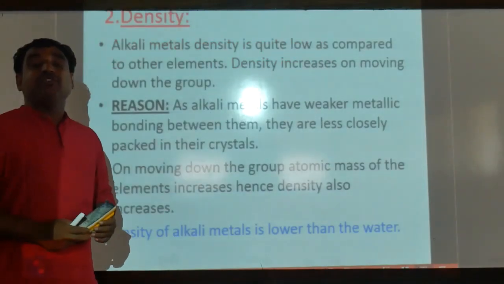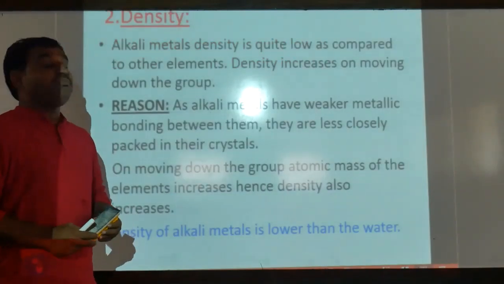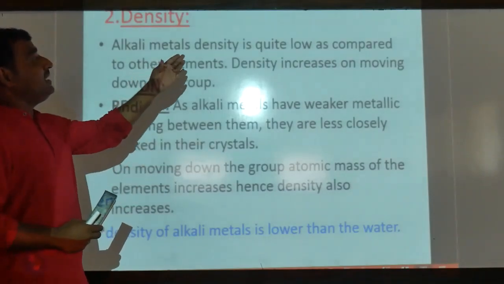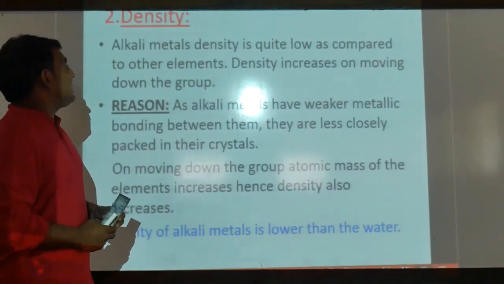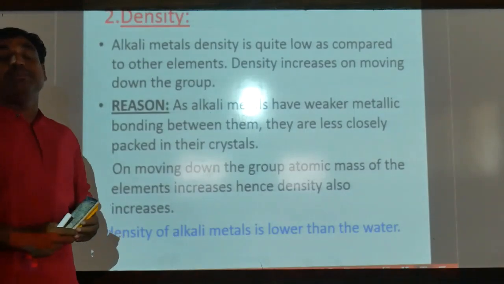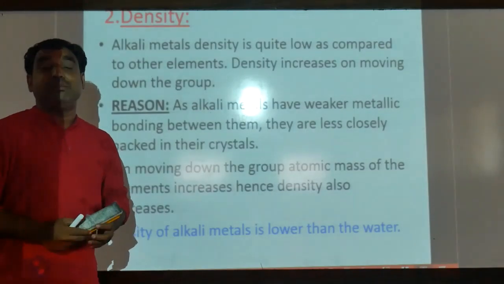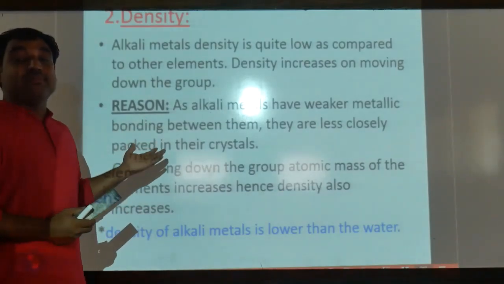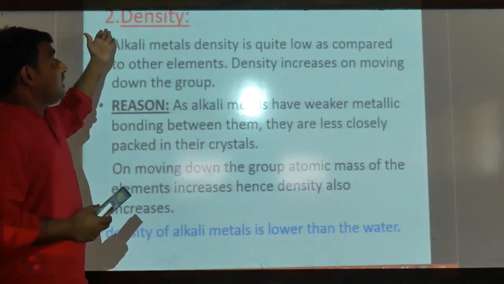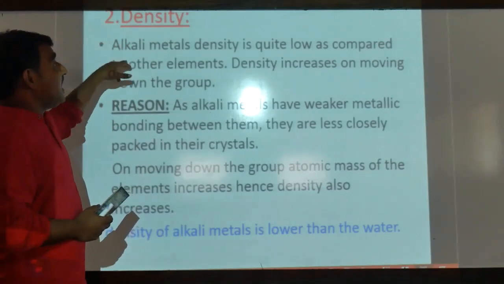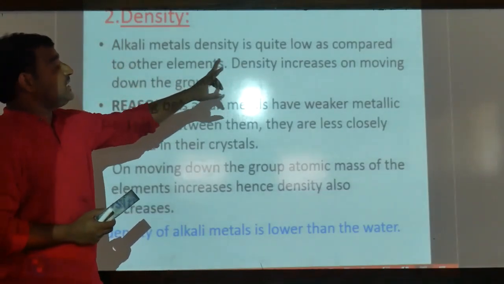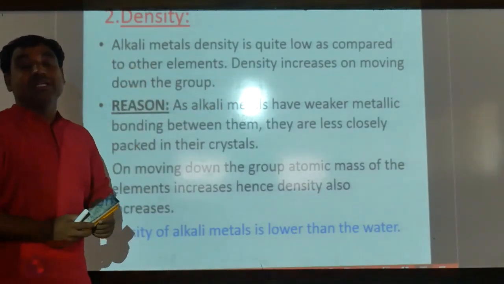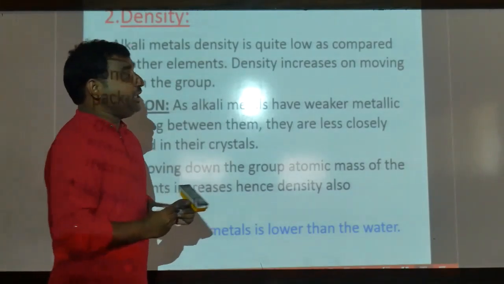The second physical property is density. Alkali metal density is quite low compared to other elements. It means compared to d block and f block metals, these S block elements have a low density. Density increases on moving down the group, from lithium to cesium.